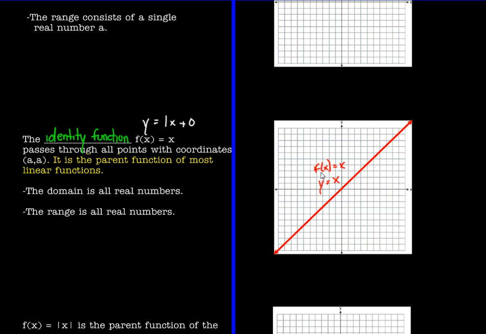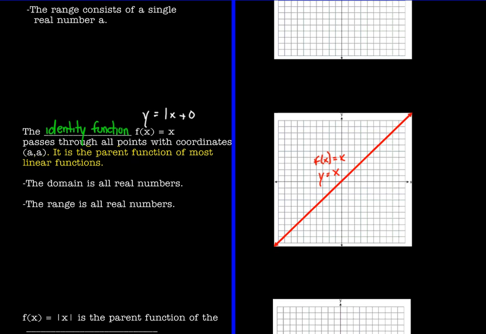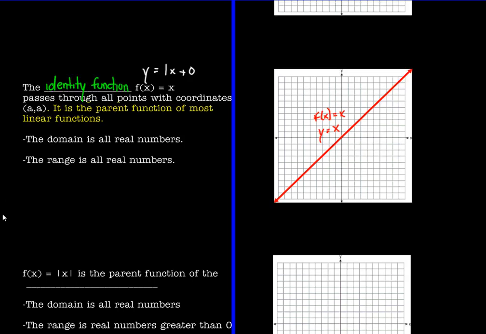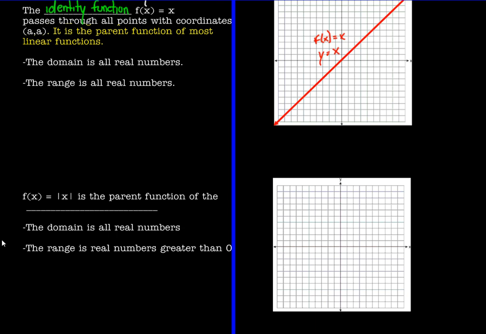Remember, y and f of x are the same thing. The domain is all real numbers because it goes on forever left and right. And the range is all real numbers because it goes on up and down forever. It's a line. That's going to be true for all lines. That's just a little thing to remember. Domain and range for all lines are all real numbers.